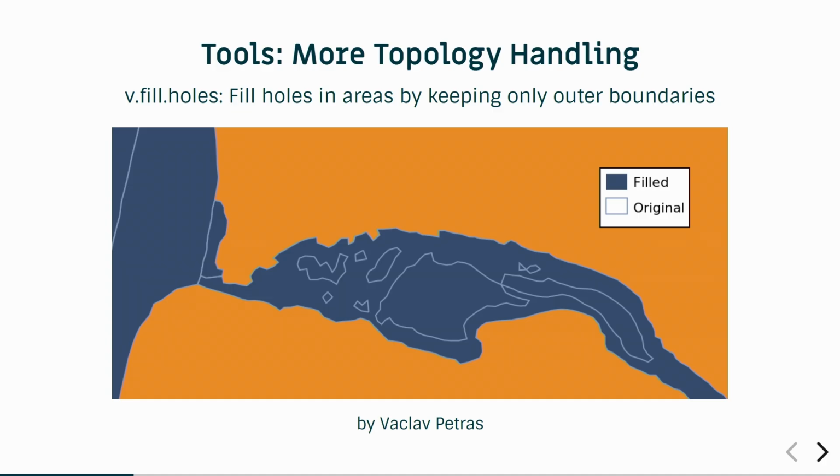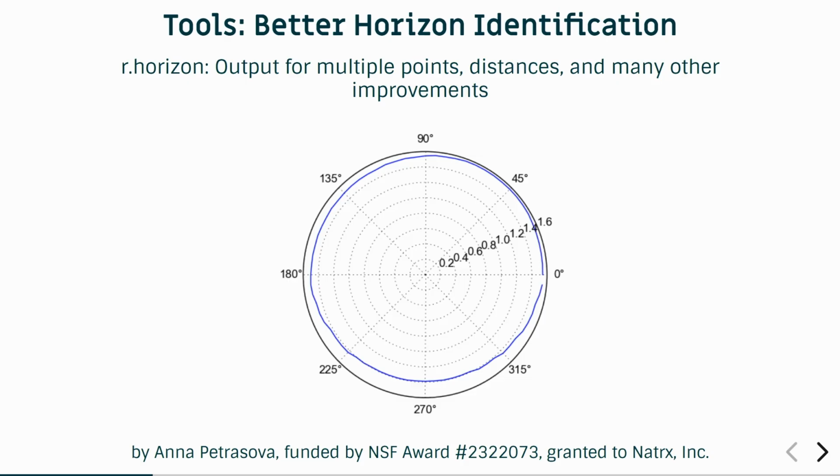We had other additions for topology handling, specifically a tool called v.fill.holes. That's vector and fill holes. It's filling your empty spaces in polygons. And then a more low-level tool, r.horizon, Raster Horizon, which is used in a backend of different line-of-sight computations or solar radiations. So this tool has new outputs, which can then be used to build more advanced workflows.